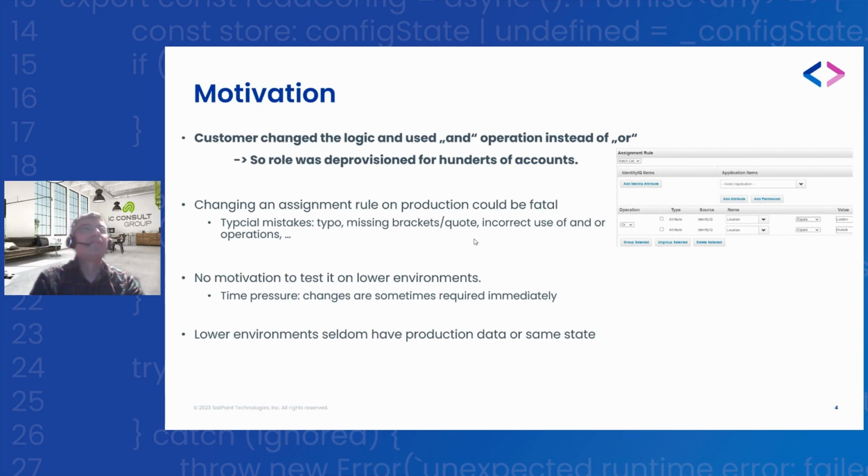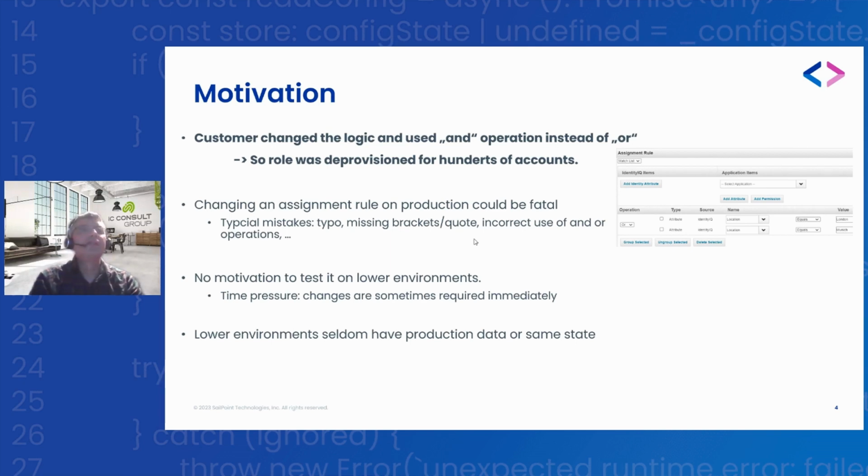And then we thought about pre-evaluating or checking it in a production environment if you change the assignment rule. So changing an assignment rule on a production could be fatal. So typical mistakes are you can have typos, missing brackets, quotes, or the incorrect use of an AND or OR operations, like in our case, or even if you copy paste, you could have some special characters, or you forget something, and I can say all of them happened.